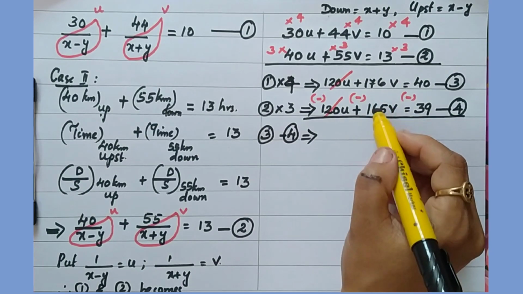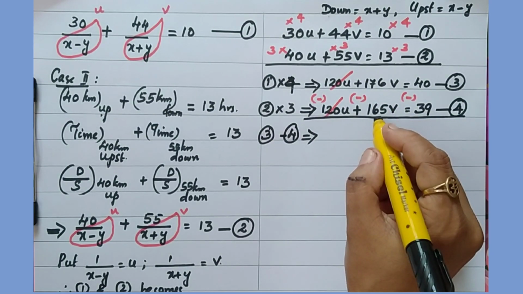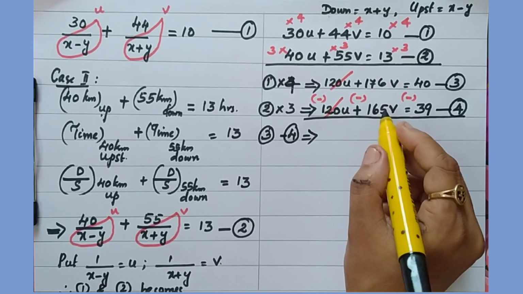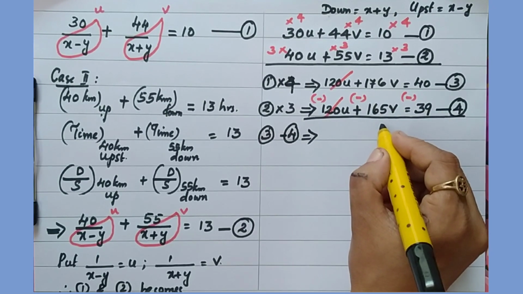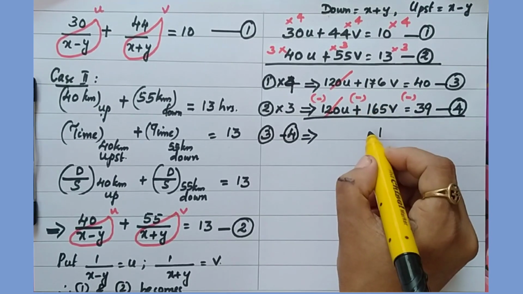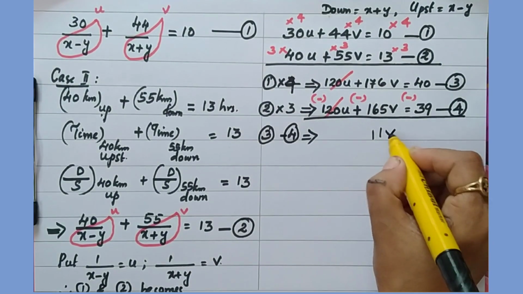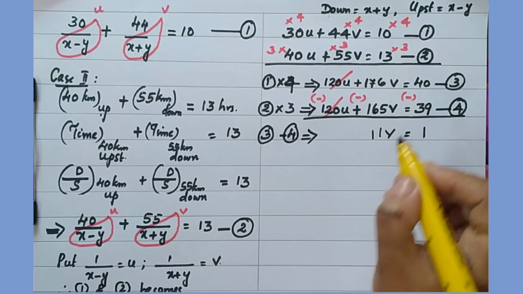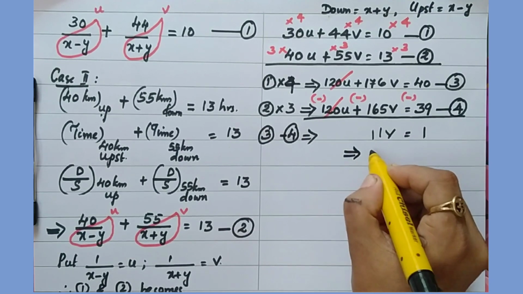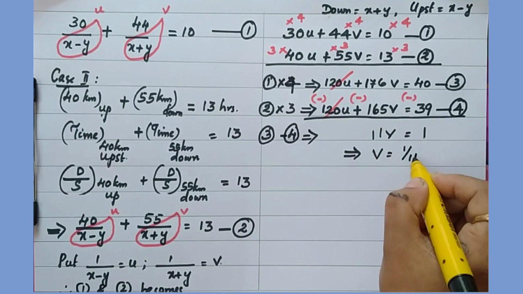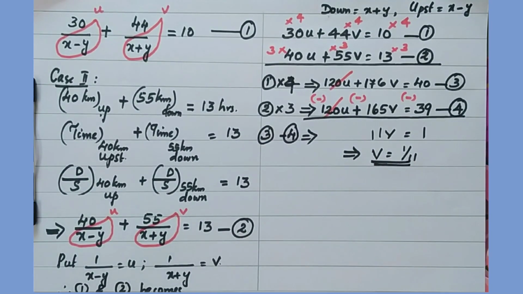Plus 176 and minus 165. Both are different sign. You need to subtract. 6 minus 5, 1. 7 minus 6, 1. So 11v equal to 1. 40 minus 39 is 1. Which implies v equals 1 by 11. So you got the value of v.